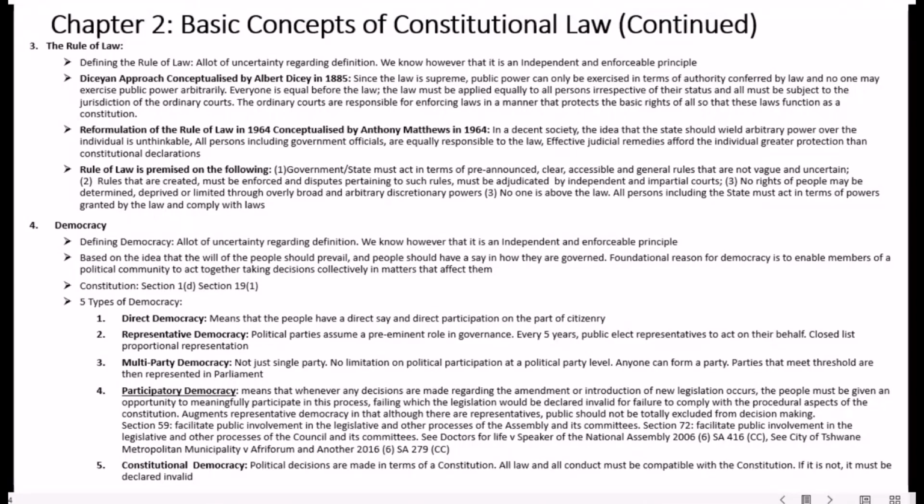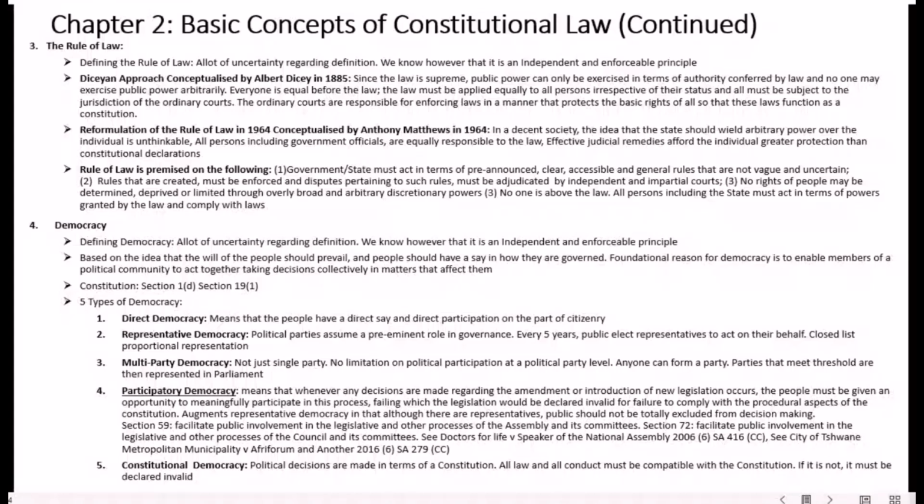And then we also have a reformulation of the concept by Anthony Matthews in 1964, and he said that in a decent society, the idea that the state should wield arbitrary power over the individual is unthinkable. All persons, including government officials, are equally responsible to the law. Effective judicial remedies afford the individual greater protection than constitutional declarations. So what we can draw from this is that the rule of law is premised on the following.